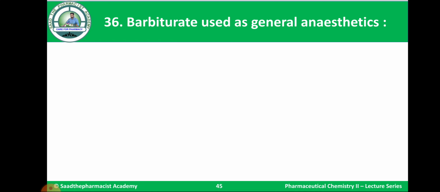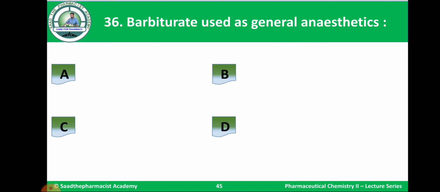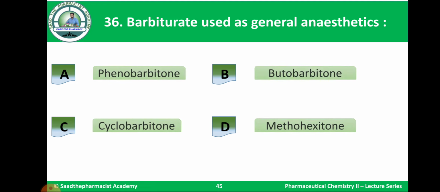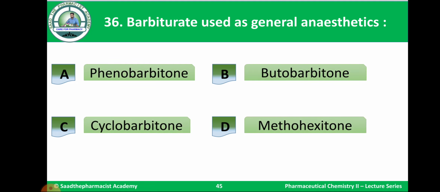Question number 36. Barbiturate used as general anesthetic is, and the following options of question number 36 are as follows: A. phenobarbital, B. butobarbitone, C. cyclobarbitone, D. methoxytone. And the correct answer is methoxytone.